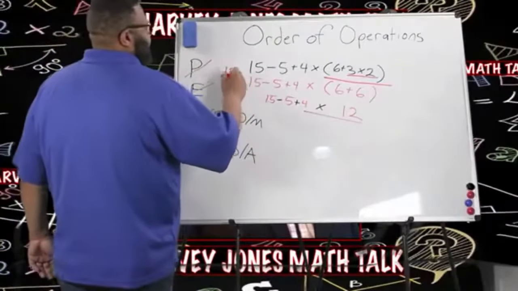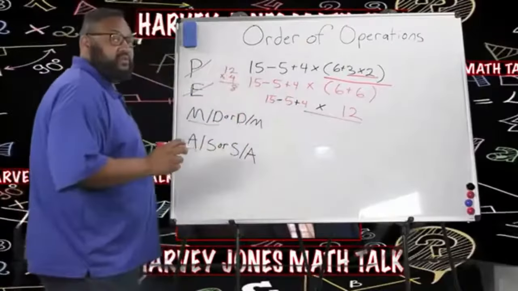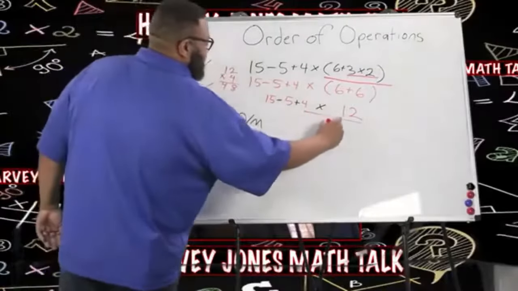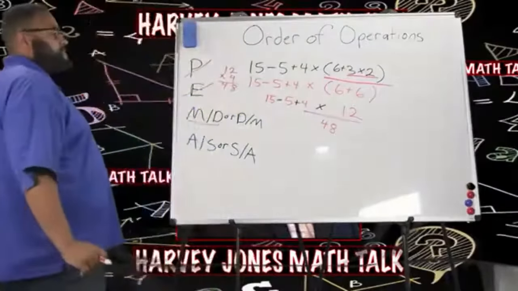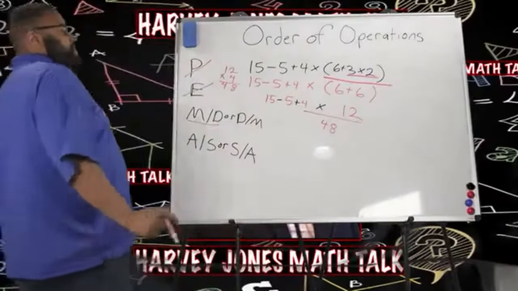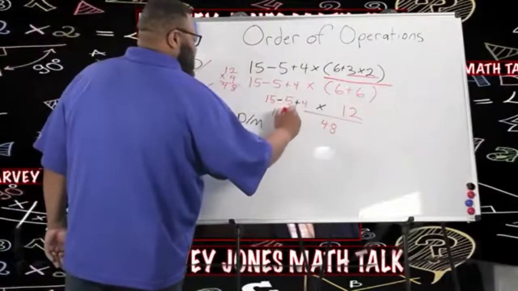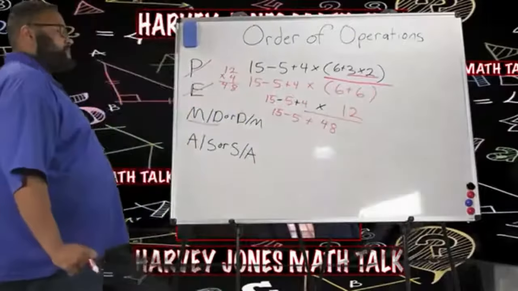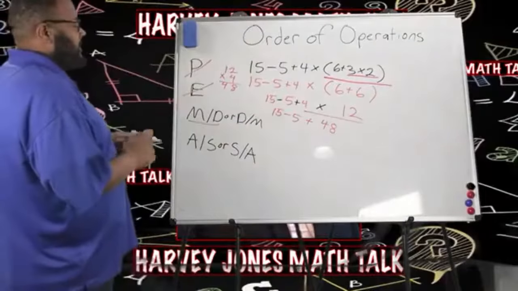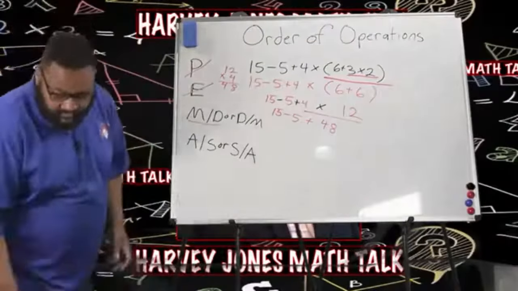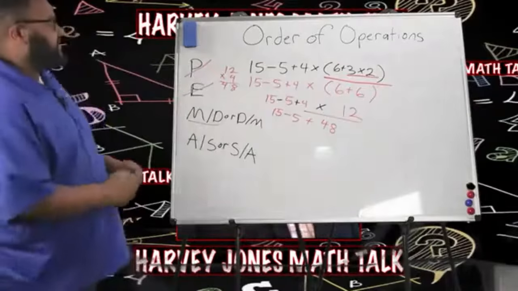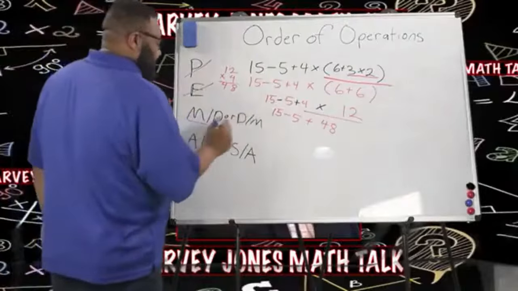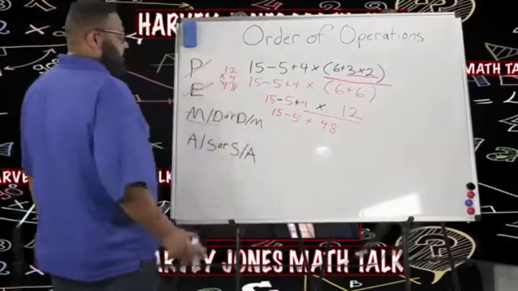It should be 48. 4 times 2 is 8. And 4 times 1 is 4. So that gives us what? 48. Bring everything else down. 15 minus 5 plus 48. Mr. Jones. Yes, I hear you. So now, is there any other multiplication and division? No, I can cross these two out now.